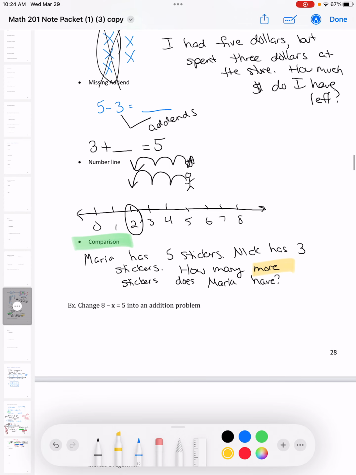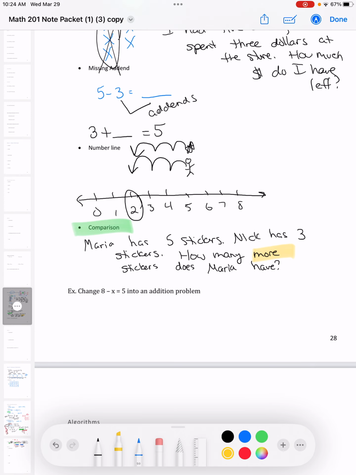All right, so to finish up this page, take a quick pause and see if you can rewrite that subtraction sentence into an addition sentence. So go ahead and hit pause and give that a shot.